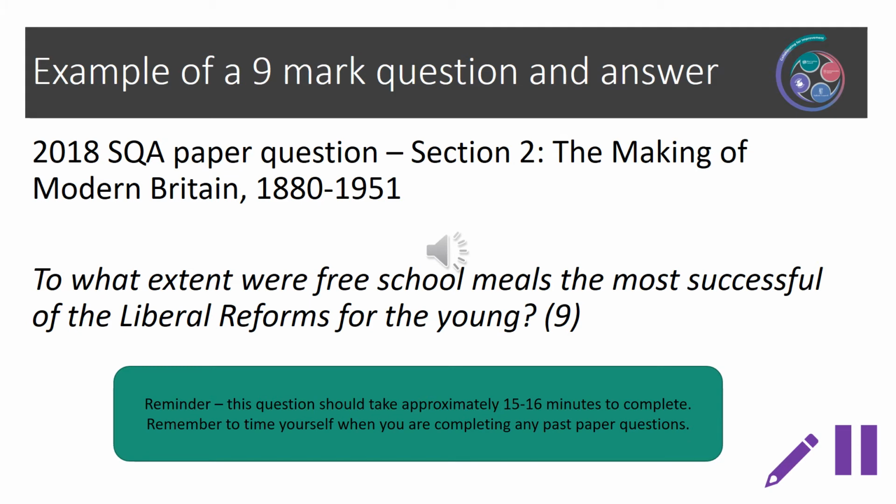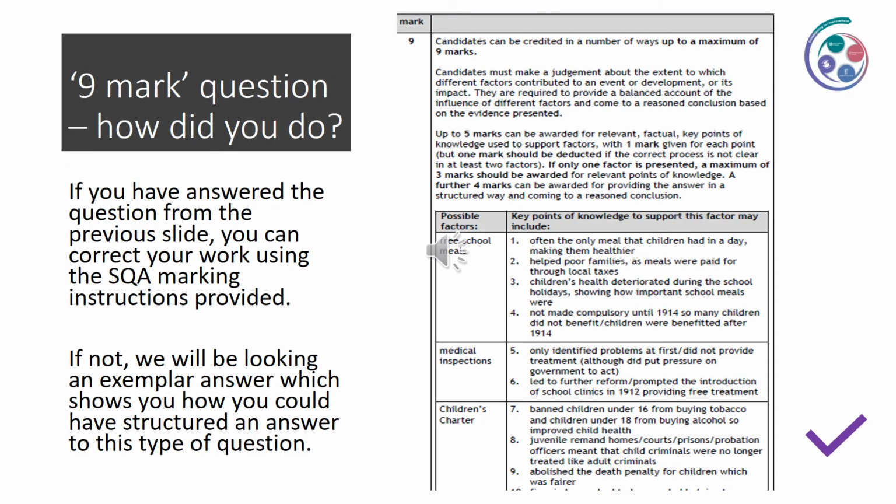If you don't study the Making of Modern Britain, you can access the SQA past papers online and you can find a 9 marker on a section that you have studied in your school, and you can complete it under timed conditions as well. What you now see on the screen is an extract from the marking instructions for this question from the SQA. If you have completed this question, then you can use the information on the screen to correct your work. If you completed a different question from the SQA past papers, you can use the marking instructions that are available online to correct your own work as well.